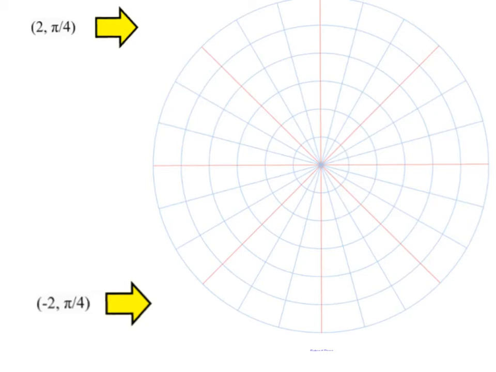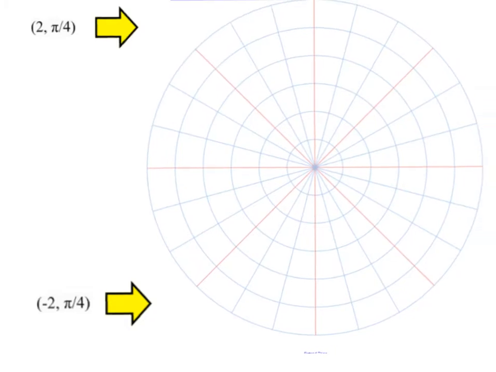The point (2, pi over 4). So what I have here is a polar graph. The angles, this is the polar axis. This would be considered 0. Of course, this would be pi over 2. This would be pi. And this would be 3 pi over 2. So you've got pi over 4, pi over 3, pi over 6, and so on. Okay. The blue rings represent r.